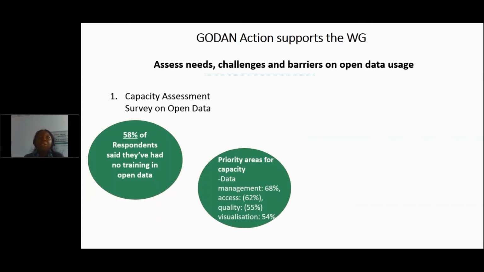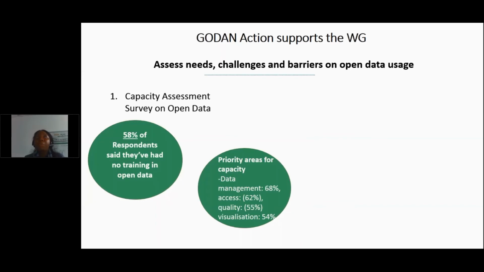Although 93% of them said that they do work with data in their everyday work, 58% of them had not had any sort of training in open data. We were also able to identify the priority areas when it comes to capacity needs among the respondents. They selected their priority areas, and among them, the top were data management, 68%, data access, data quality, and data visualization.